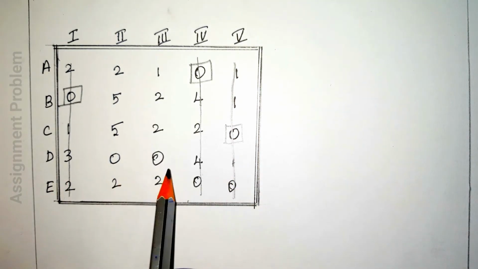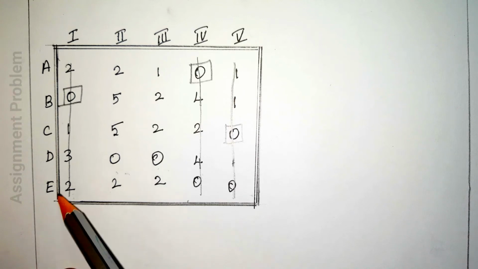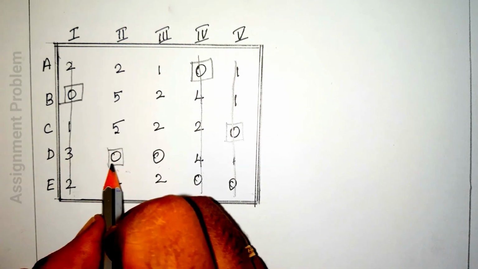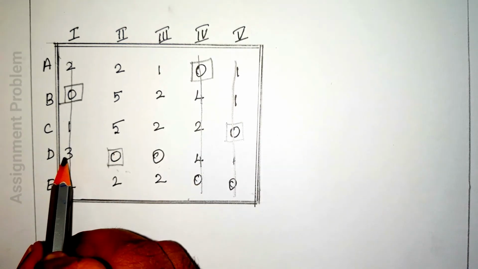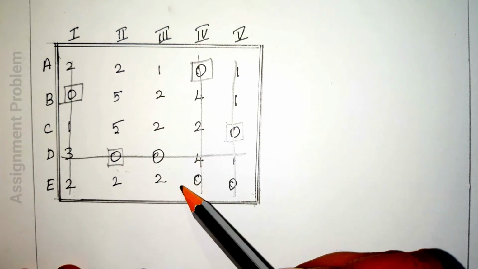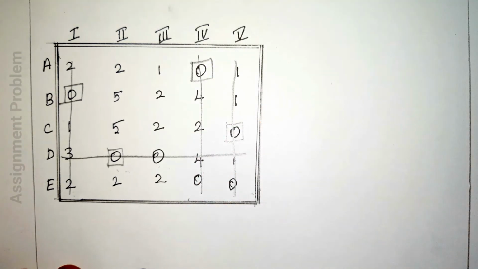Fourth row you have 2 zeros, so skip that row. Fifth row, no zeros. After row scanning, you have to check whether all the zeros are covered with lines or not. Here some zeros are not covered with lines. So we have to go for column scanning. First column is already cancelled. Second column you have 1 zero, so you put a square on it. And then you have to draw a horizontal line passing through that 0. Third column no 0, and fourth and the fifth column already cancelled.